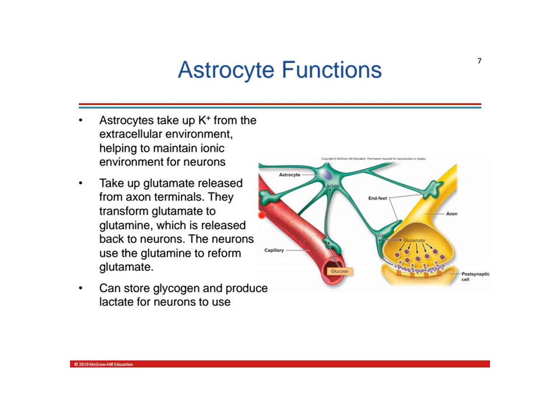And we mentioned this already. So these end processes will take up glutamate that's released from the synaptic clefts. As glutamate is released from the axon terminals, it's converted to glutamine, which is then released back to neurons, which convert it back to glutamate, so it can be released again.